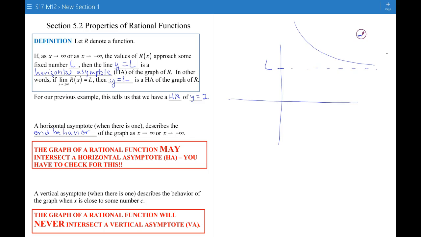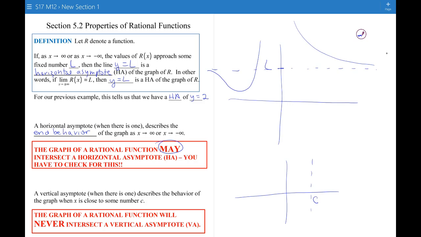So this is an important point, that the graph of a rational function may intersect a horizontal asymptote. You have to check for this. So the graph can do things like this and cross the horizontal asymptote and then come back and approach it. So a vertical asymptote, when there is one, describes the behavior of the graph when x is close to some number c. So this is the vertical asymptote.